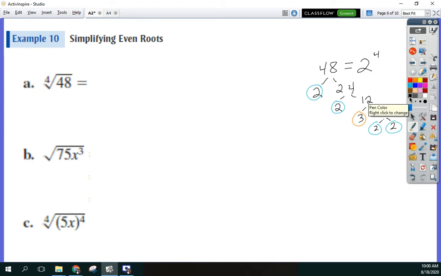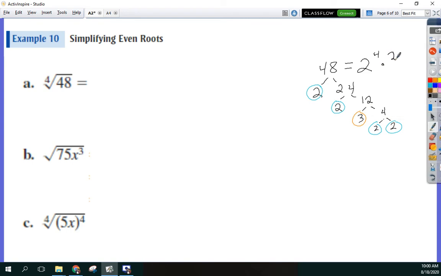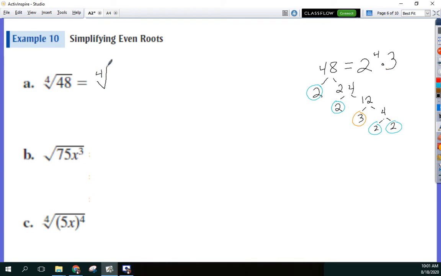So that 3 can't just be left out. We would have to multiply by 3. And that's going to be helpful because if we rewrite this now as 2 to the 4th times 3, we can break that apart into 2 separate radicals using those properties that we had on the previous page. So as long as we keep our indexes the same, we can split it apart. So we have the 4th root of 2 to the 4th.